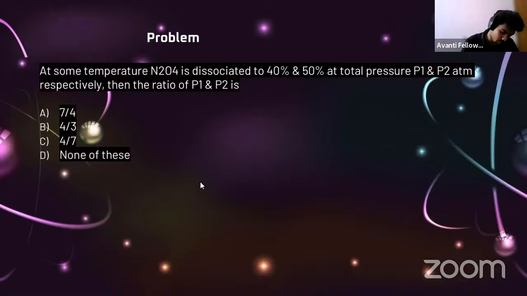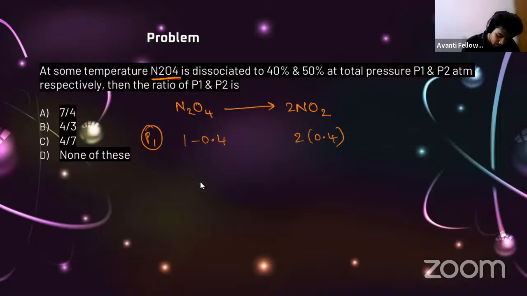Now, let me do this, no issues. At some temperature, what is given? N2O4 is dissociating into 2NO2. He's saying that the dissociation is 40% and 50% at total pressures P1 and P2. At total pressure P1, the dissociation is 40%. That means exactly 1 mole is dissociated by 0.4, right? 1 minus 0.4, and what is the formation? 2 into 0.4, right? Now, at total pressure P2, 50% is decomposing. That is 1 minus 0.5, right? Yes, you need to take alpha, right? Don't forget that.